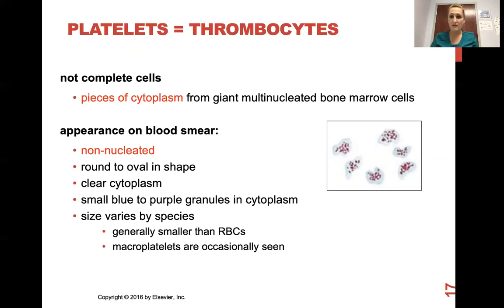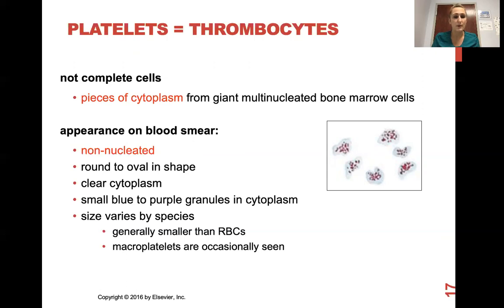They do sometimes have, you can see in the picture here, some little dots from particles, but they don't have a true nucleus. They can be round to oval in shape, but don't get stuck on that because since they're fragments, they can really be any shape. They tend to be smaller than red blood cells, but they do vary by species. And macroplatelets or giant platelets can sometimes be seen too.